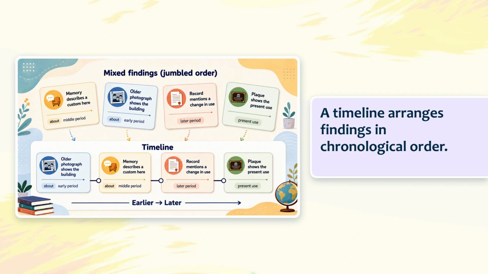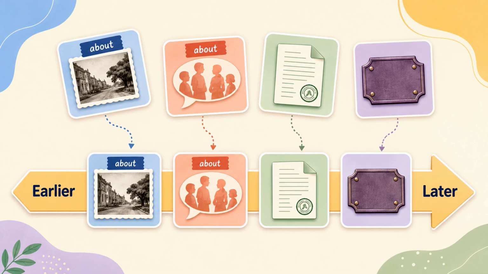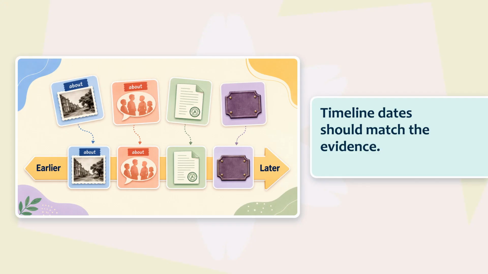A timeline arranges findings in chronological order. It makes earlier and later relationships easy to see. Chronological order helps us notice whether a source belongs before or after another source. That matters when an investigation asks about change over time. But a timeline is only as accurate as the dates recorded in the source table. If the evidence is approximate, the timeline should preserve that limit. Good timeline work clarifies order without creating false certainty. The timeline should not pretend to know more than the sources.